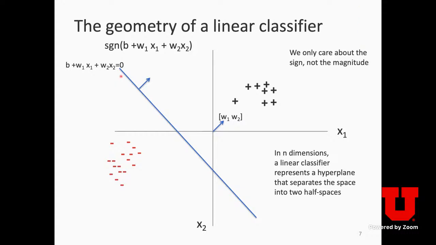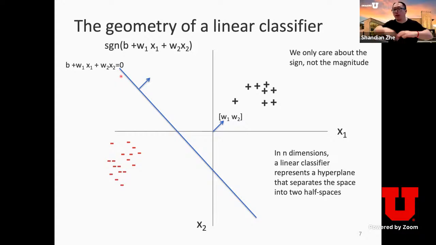A plane. Yes, a plane, right? And in general, when we consider high-dimensional space, like n-dimensional space, our classification boundary is usually referred to as a hyperplane or classification hyperplane, right? And another important property regarding the linear classifier is that we only care about the sign, right?